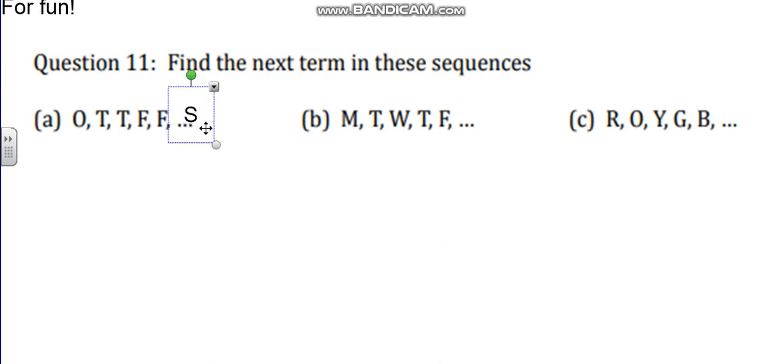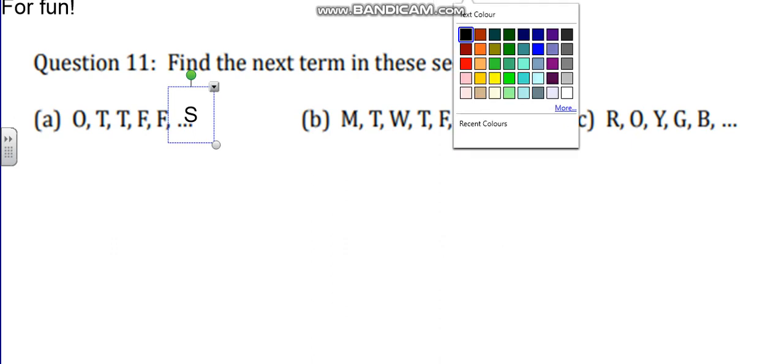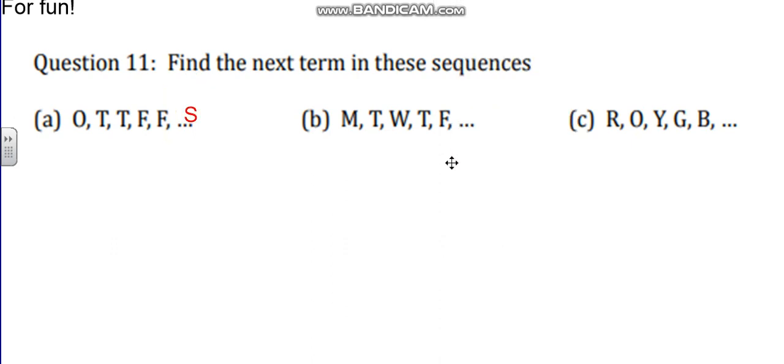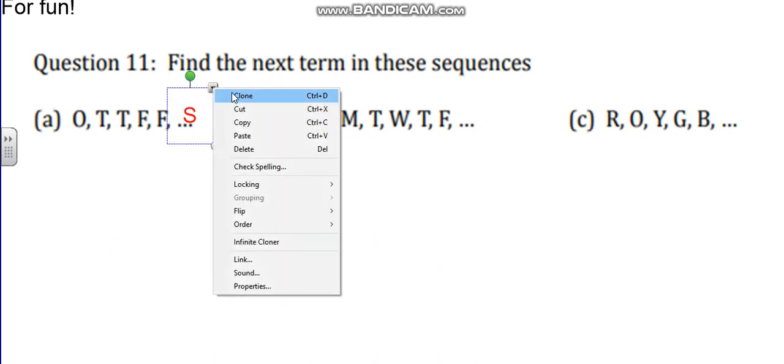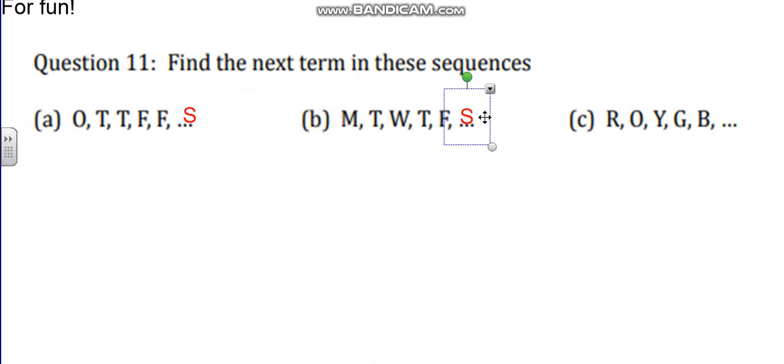So, that's that one. Shall I put that in red? If I can do that, there we go. Alright, so we've got S. This one we have Monday, Tuesday, Wednesday, Thursday, Friday, days of the week. So again, the next one would be S for Saturday.